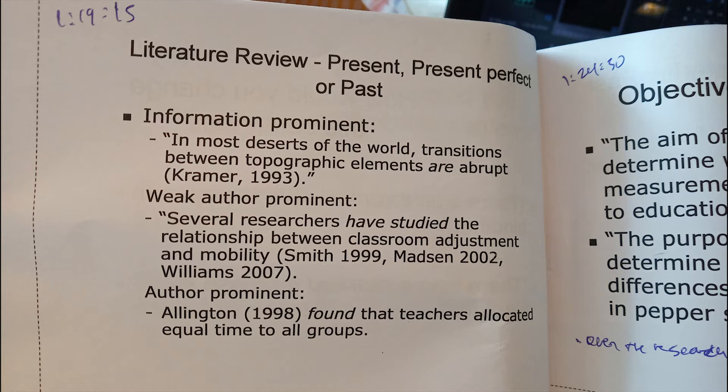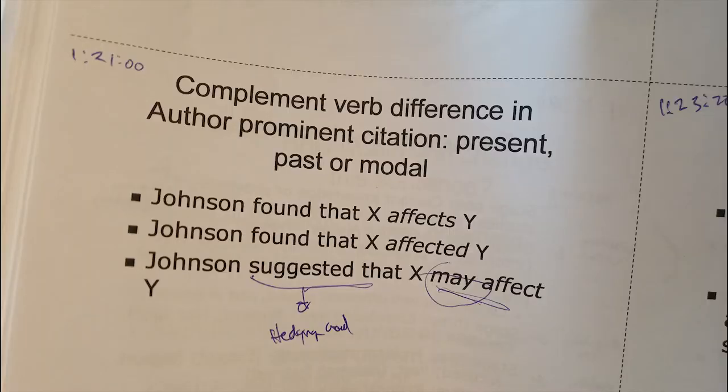Let me show you some variation on that citation style. Johnson found that X affects Y. Johnson found that X affected Y. Johnson suggested that X may affect Y. All three are correct. All three mean different things. Notice that the first verb is always past tense because single study. Found, suggested. Past for the first verb.